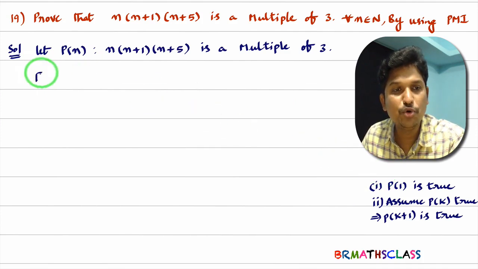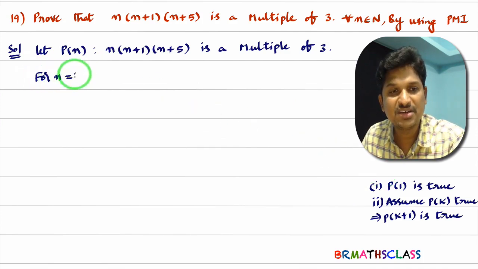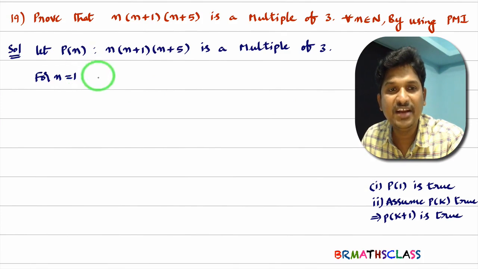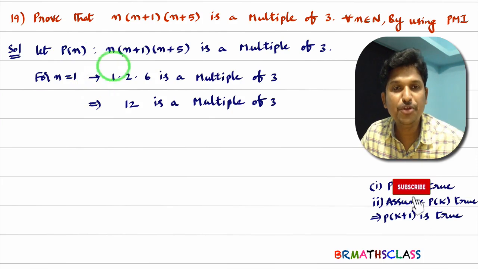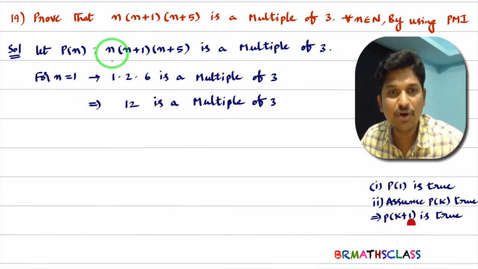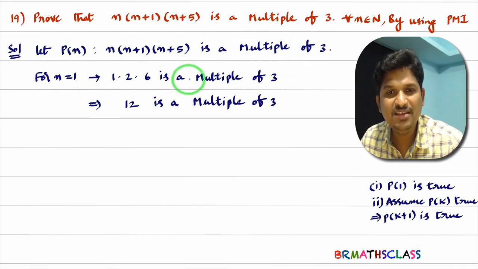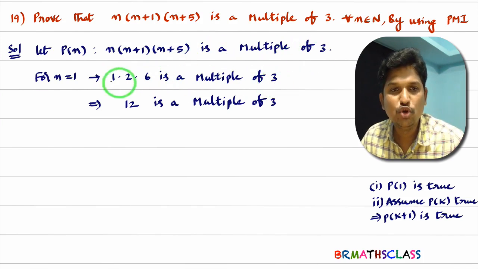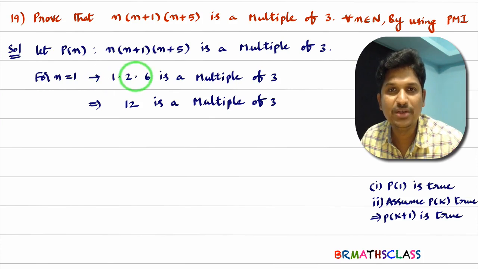How do we prove p of 1 is true? First, in place of n, I'll write 1 in the given statement. Let's see what happens. In the given statement, in place of n, I wrote 1. 1 into (1 plus 1) is 2, into (1 plus 5) is 6, and the rest as usual: is a multiple of 3. 1 into 2 is 2, 2 into 6 is 12. 12 is a multiple of 3.